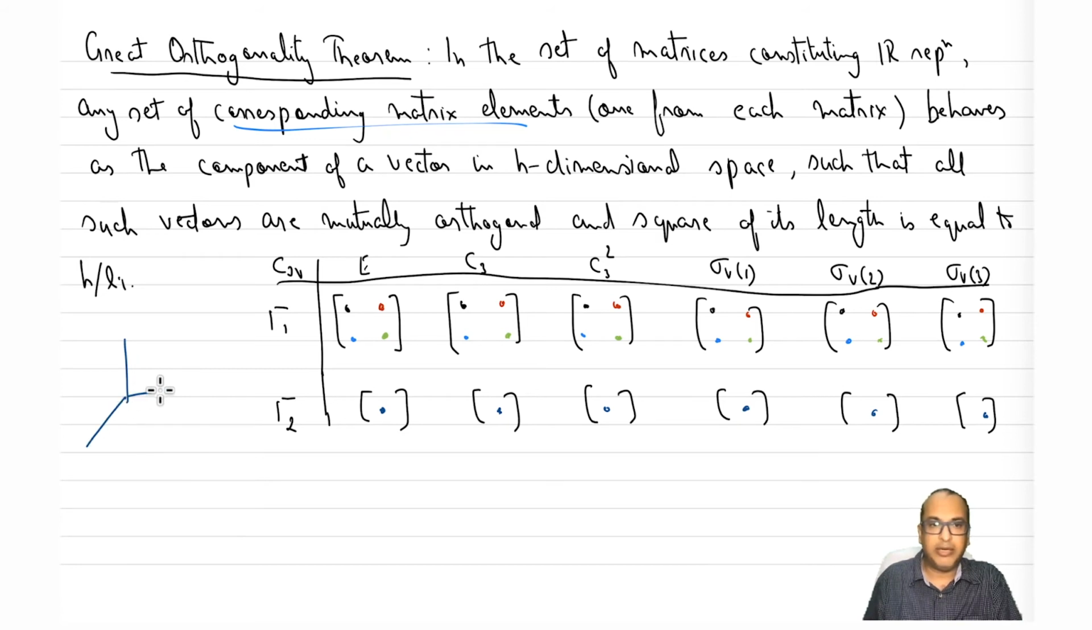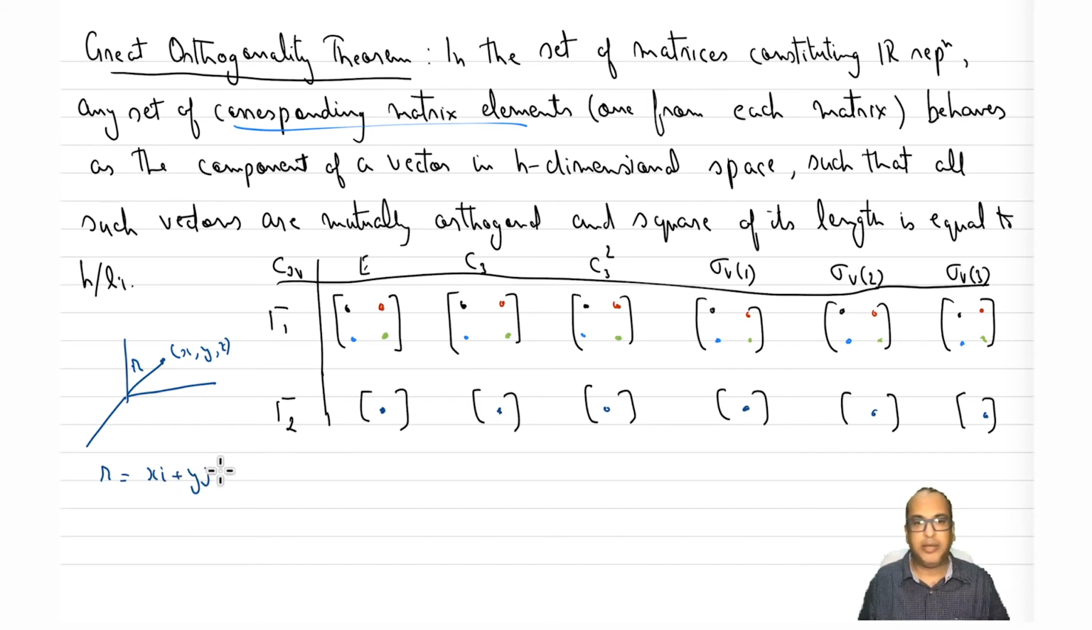A 3-dimensional vector is represented by, let's say, x, y, z as the coordinates of that vector, and if the vector length is r, you can write this as xi plus yj plus zk, right? Where i, j, k are unit vectors along the x, y, and z dimensions. So x, y, z are the components of a vector in 3-dimensional space. This is a 3-dimensional space where x, y, z are mutually orthogonal to each other.